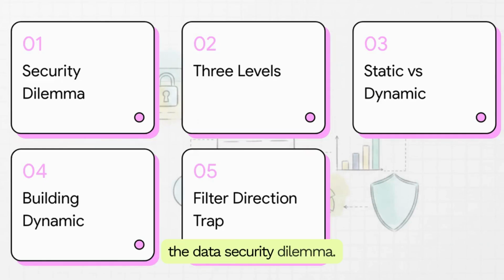So here is our roadmap for this explainer. First, the data security dilemma. Second, 3 levels of security. Third, static versus dynamic RLS. Fourth, building dynamic RLS. And finally, we'll cover the filter direction trap.